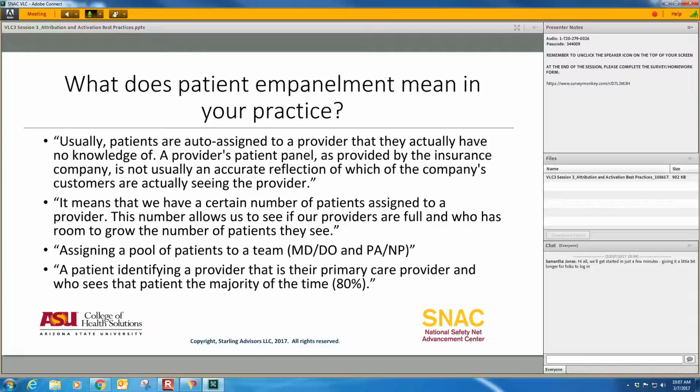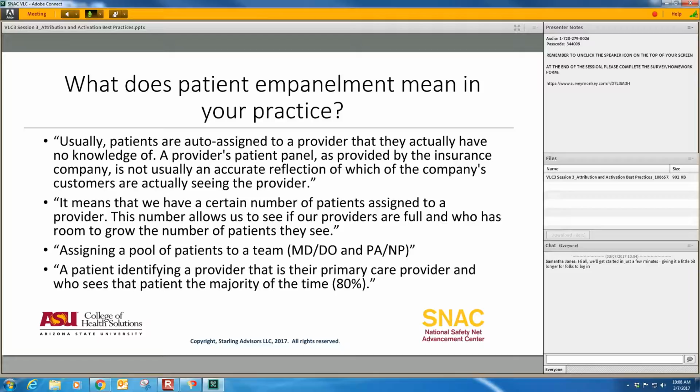So this practice is dealing with patients being auto-assigned to a provider that the patient doesn't know, is not familiar with. Your insurance company's perception of who that patient's provider is not in line with what your practice sees. That disconnect we see a lot, and we'll have some strategies to work through that in this session. Another participant said that it means we have a certain number of patients assigned to providers. This is more contained within that practice. The number allows us to see if our providers are full and who has room to grow, the number of patients they see, so they use it to measure their capacity.